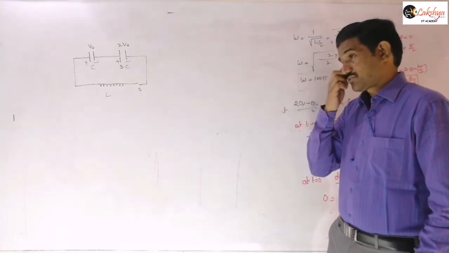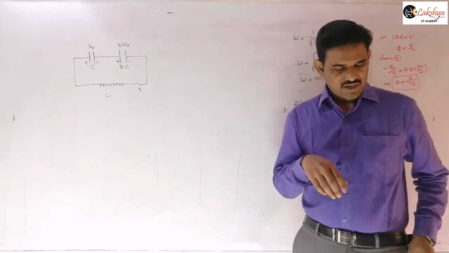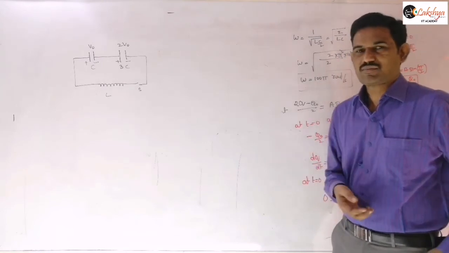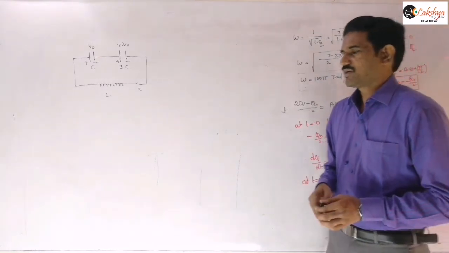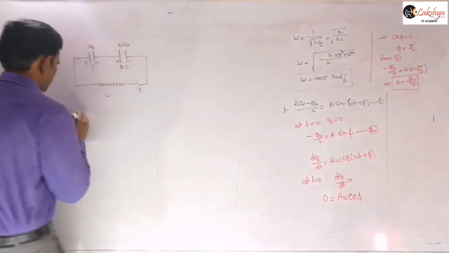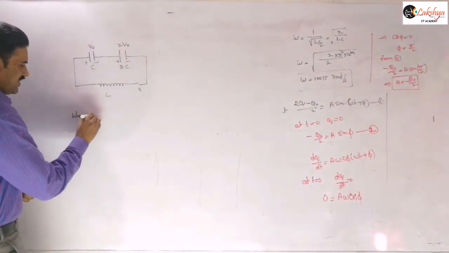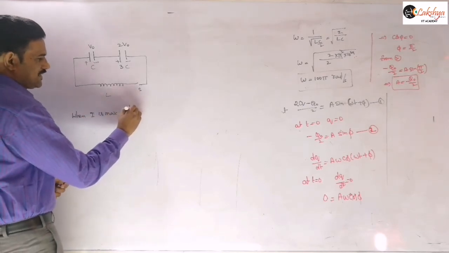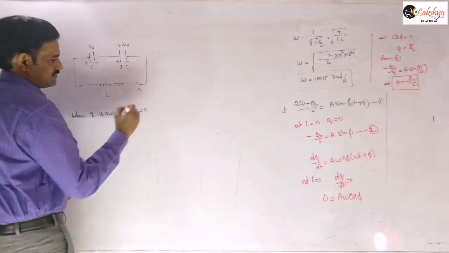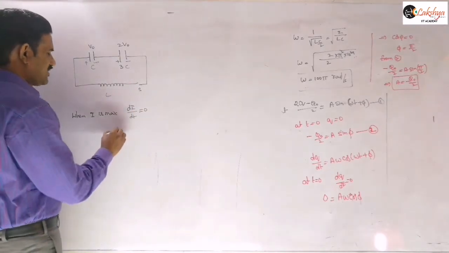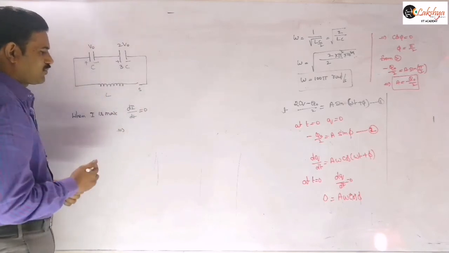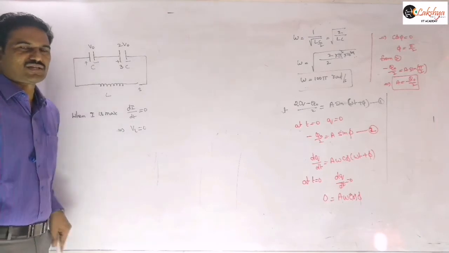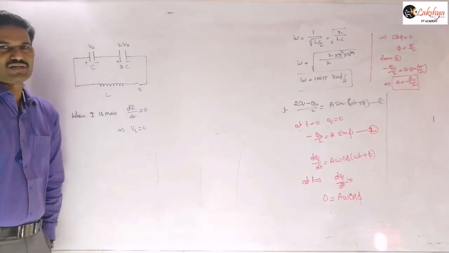the maximum current passing through the inductor. Maximum possible current passing through the inductor, right? So maximum current we need to write there. Remember this: when I is maximum, we can write di by dt is 0. Then di by dt is 0 means the potential difference across the inductor is 0, because the potential difference across an inductor is nothing but L into di by dt.